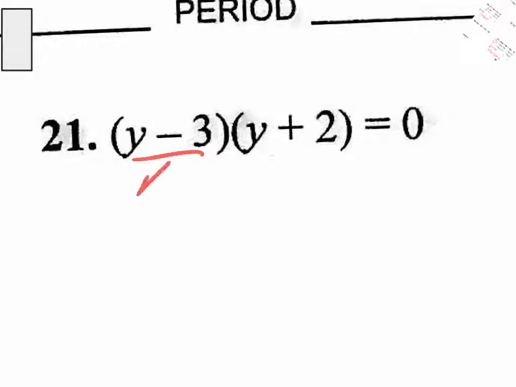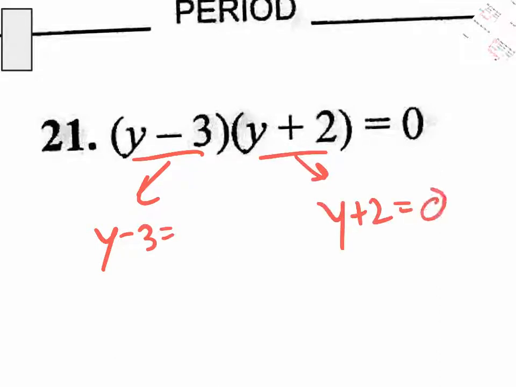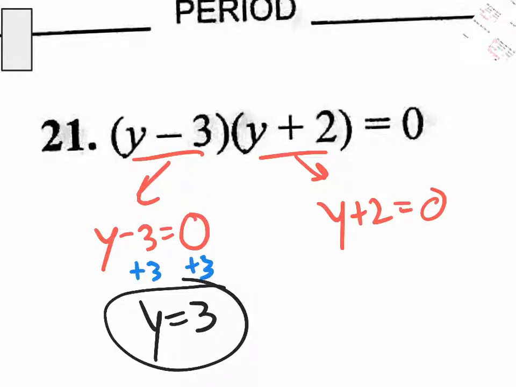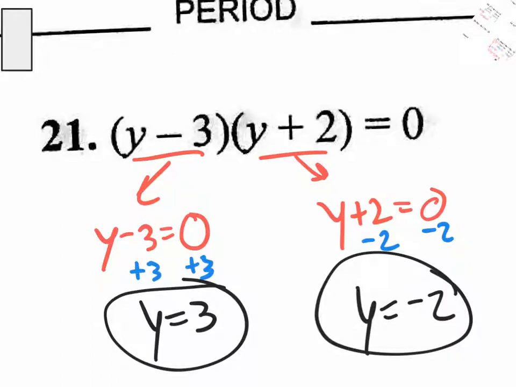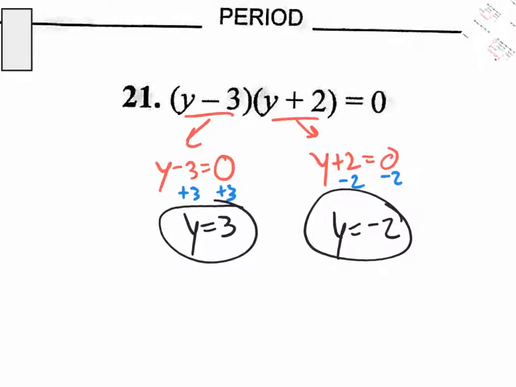Y minus 3, you set that equal to 0. You take the y plus 2, you set that equal to 0. And then you just, oh, I didn't set it equal to 0, sorry. And then you just solve both. So over here, plus 3, y equals positive 3. That's one answer. And then over here, minus 2, y equals negative 2. That's another answer. Easy peasy, lemon squeezy. Simple as popping a pimple in a dimple.